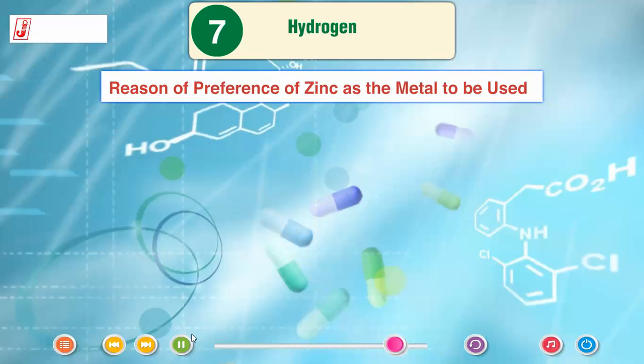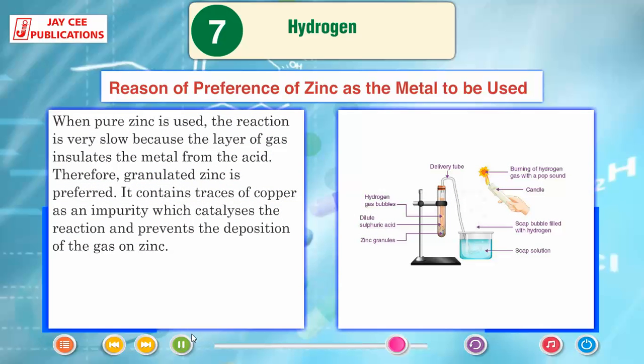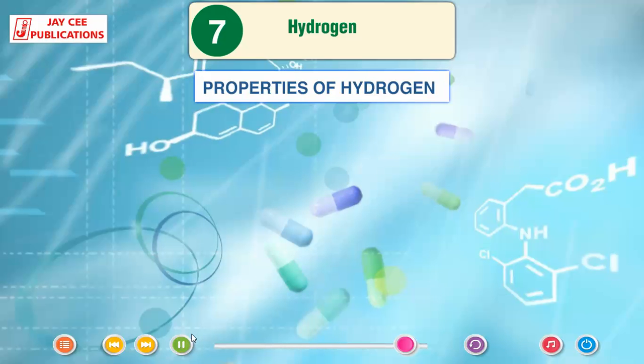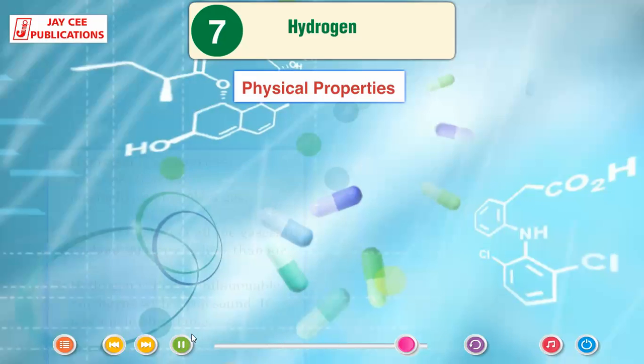Reason of preference of zinc as the metal to be used. When pure zinc is used, the reaction is very slow because the layer of gas insulates the metal from the acid. Therefore, granulated zinc is preferred. It contains traces of copper as an impurity which catalyzes the reaction and prevents the decomposition of the gas on zinc.